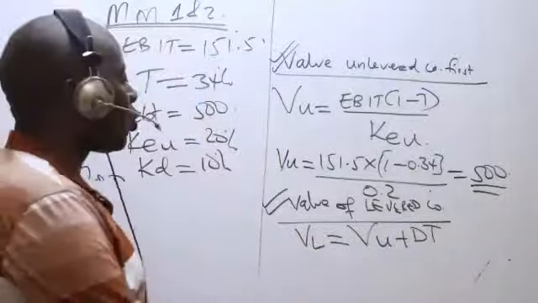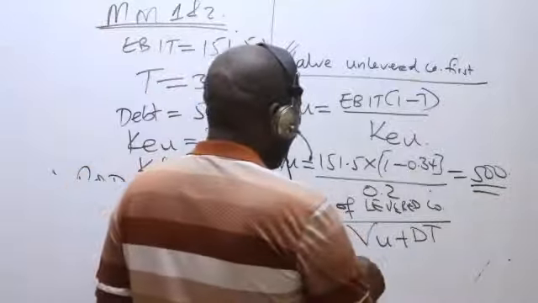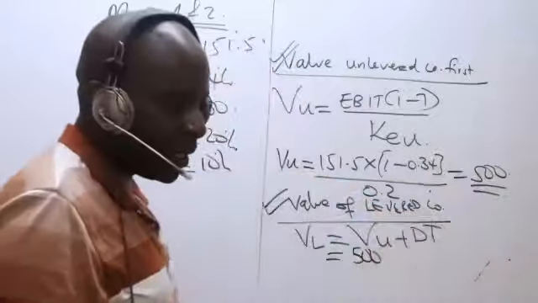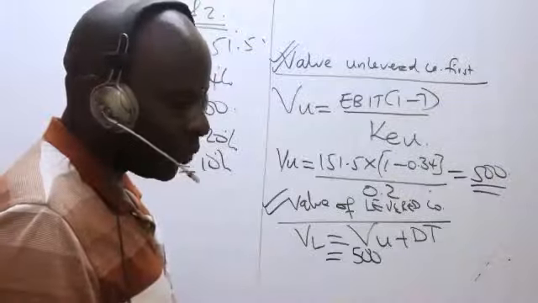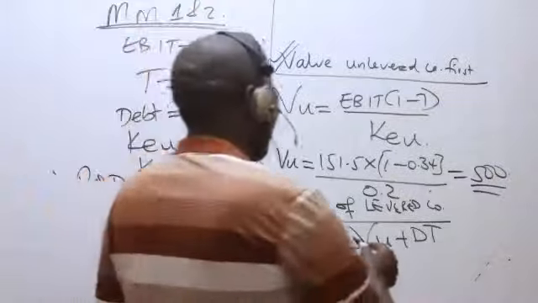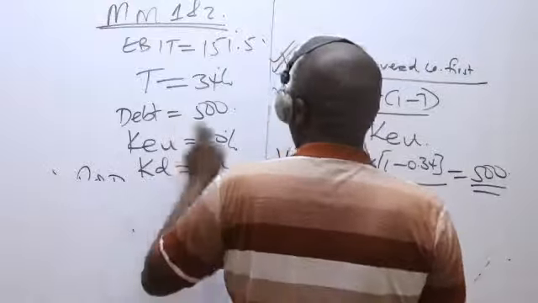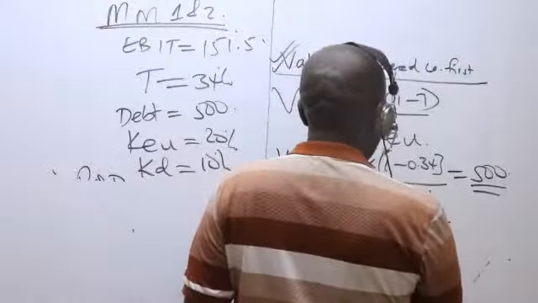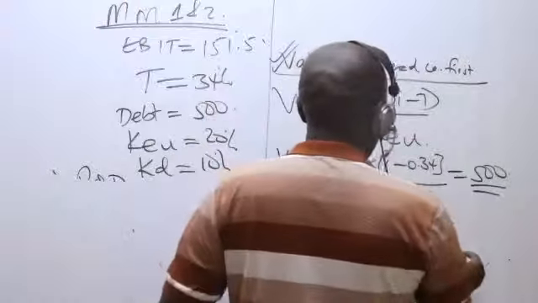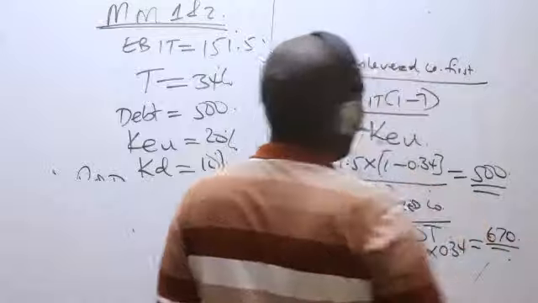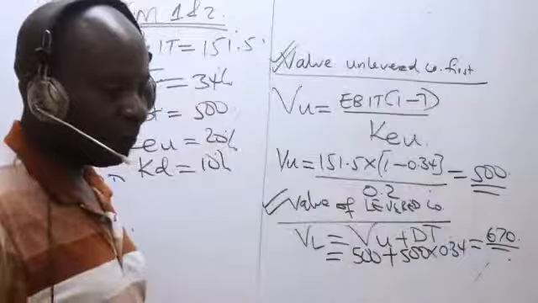And you guys have told me that value of unlevered here is 500, the one that you got up here, which I'm seeing somebody saying is 499, which is okay. So 500 plus D, debt, which is 500 here, times the rate of tax, which is 0.34, which I'm seeing somebody giving me 670. 670.